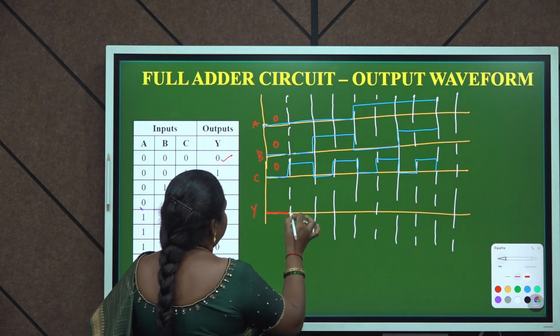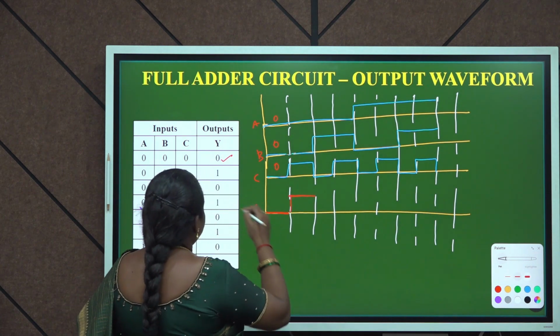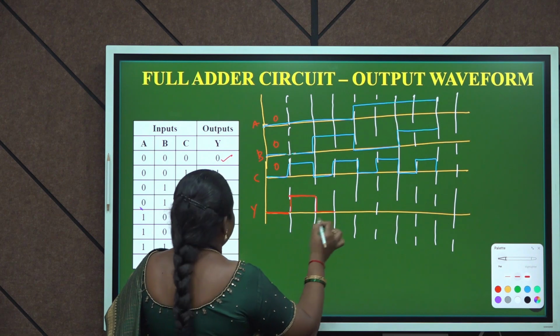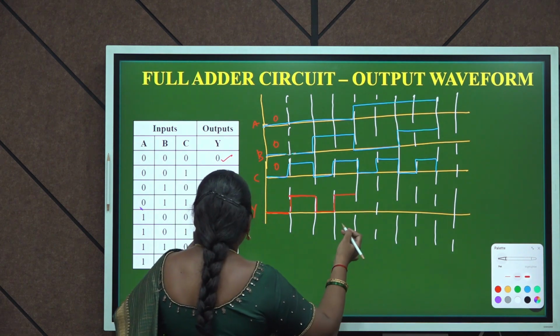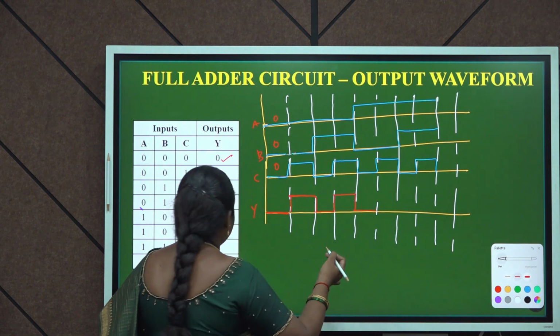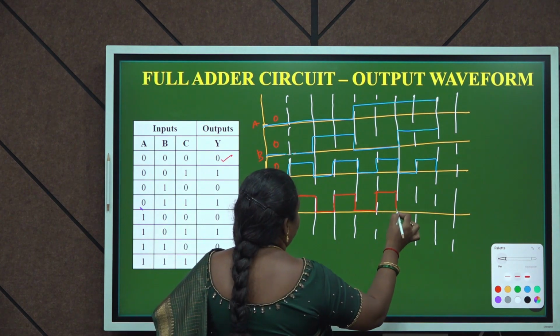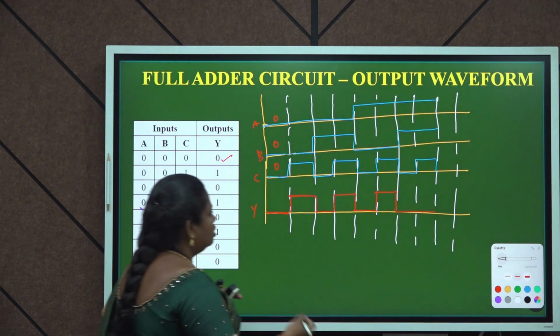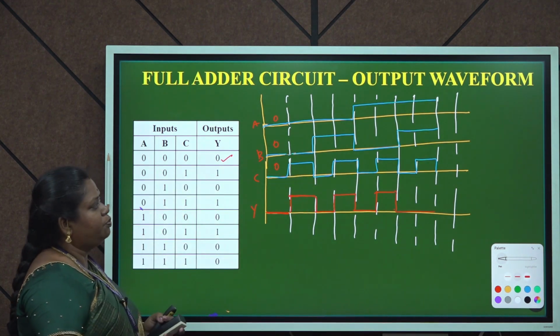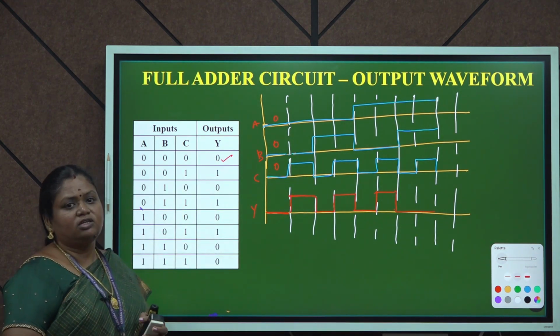Next one is 1, so I move to 1. Next one is 0. Next one is 1. Next one is 0. Next one is 1. And the next two combinations give 0 for the given circuit. So, I have drawn the output waveform for the given input of the given circuit.